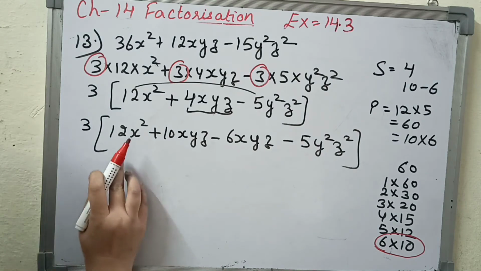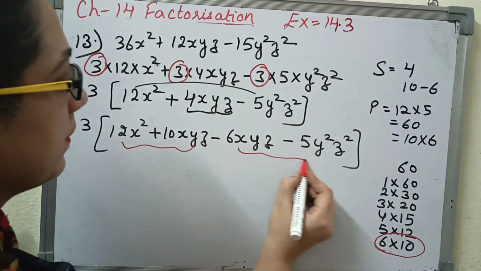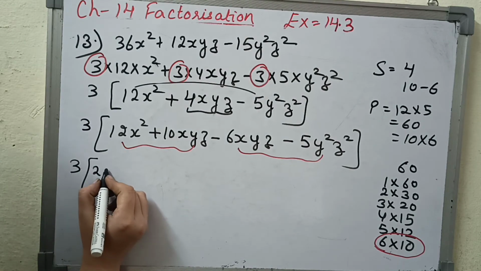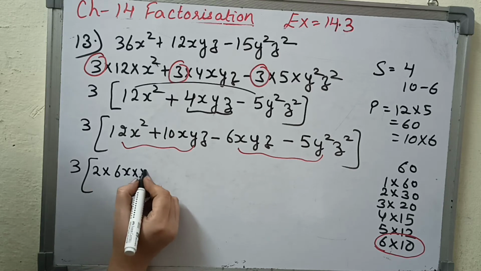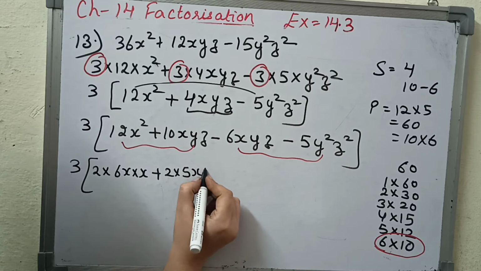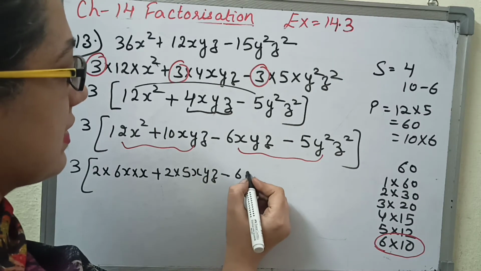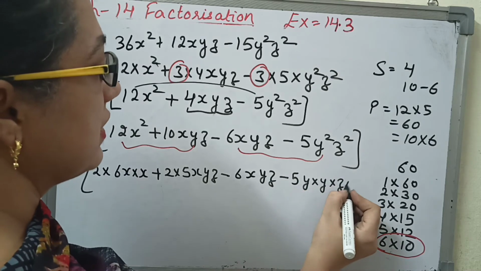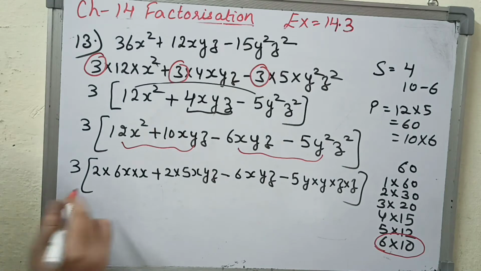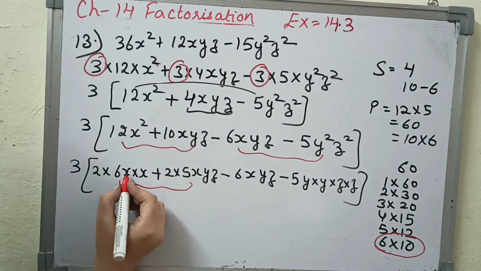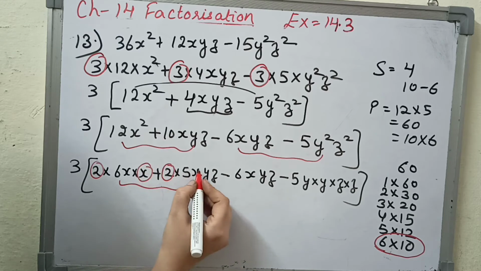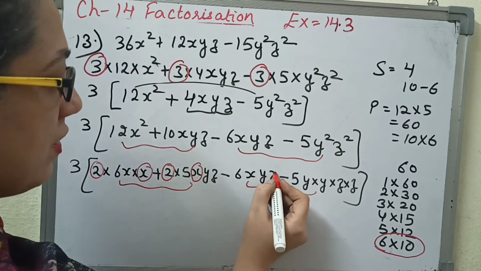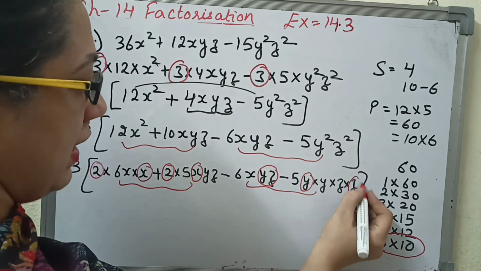Now again consider the first two terms and then the last two terms and take out the common factors. 12 can be written as 2 into 6 x into x. It is 2 into 5 x y z. It is 6 x y z. It is 5 y into y and z into z. Now consider the first two terms. Here 2 is common and x is common, and in the third and fourth terms yz is common. Here y and z is common.